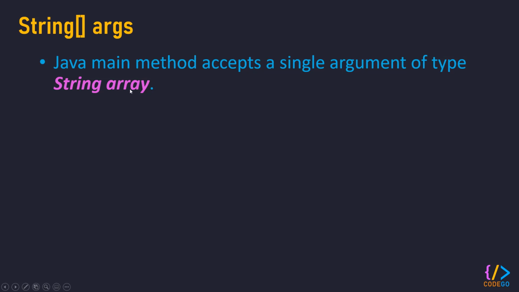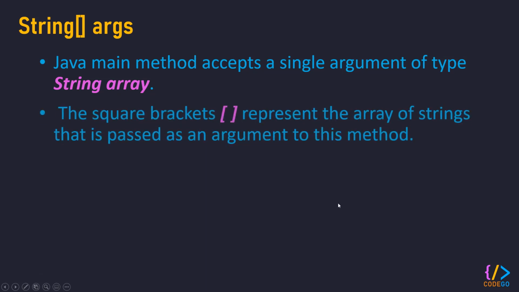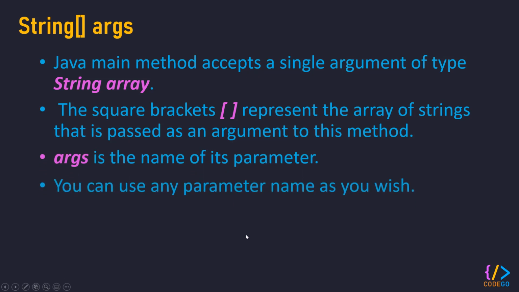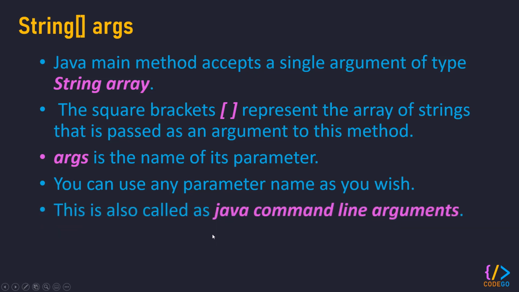Okay, so ano pong ibig sabihin ng array? So malalaman po natin yan in our next video lesson. Okay, so the square brackets represent the array of string that is passed as an argument of this method. So the args is the name of its parameter. Okay, you can use any parameter name as you wish. Okay, so this is also called the Java command line argument.